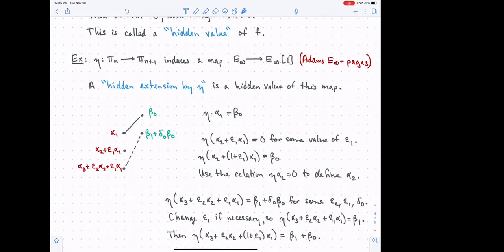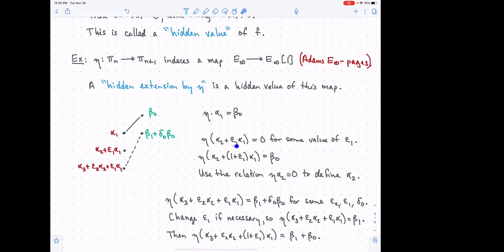But now there's this dot, and you see it has no line coming off. So what does that mean? What that means is that eta times one of these elements is 0, for some value of epsilon 1. It could be alpha 2, or it could be alpha 2 plus alpha 1. One of these elements, when you multiply by eta, you get 0. But then notice what happens when you take the other one, and that's what 1 plus epsilon 1 does: it switches the coefficient. 0 becomes 1, 1 becomes 0.